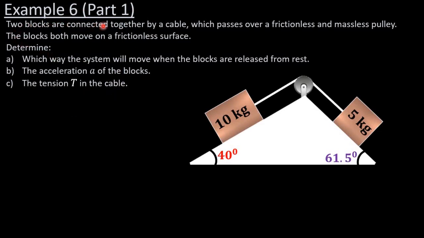Okay, so 2 blocks are connected together by a cable which passes over a frictionless and massless pulley. The blocks both move on a frictionless surface. Determine A, which way will the system move when the blocks are released from rest?